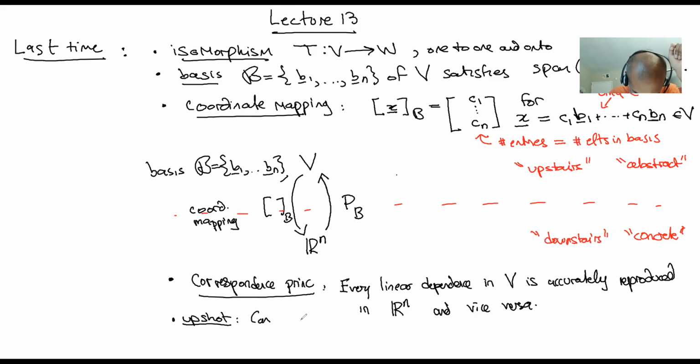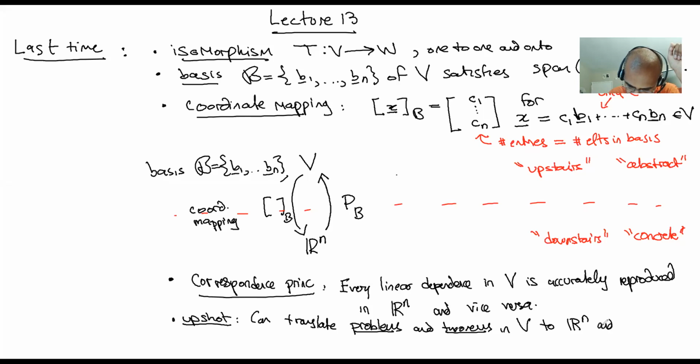So you can translate problems, and also even theorems, which we'll see today, in V to Rn and vice versa. Given an isomorphism, you can climb up and down the stairs, basically.